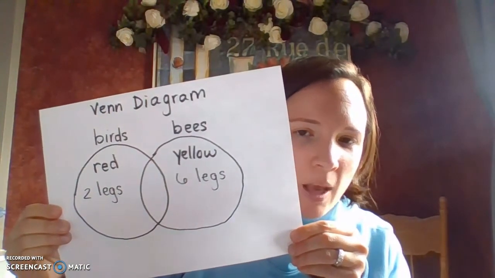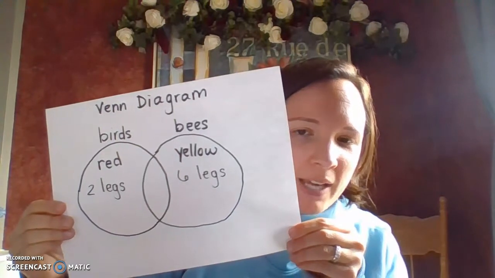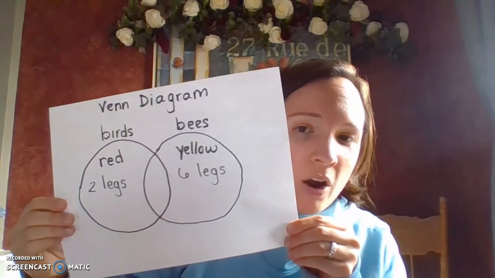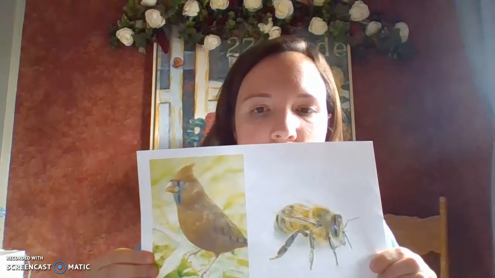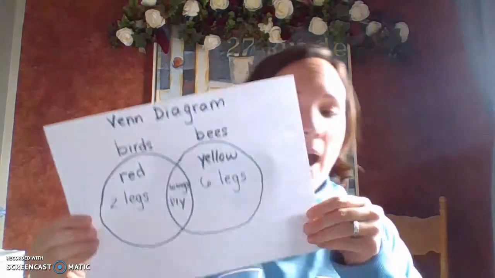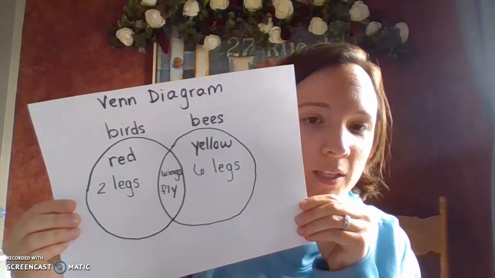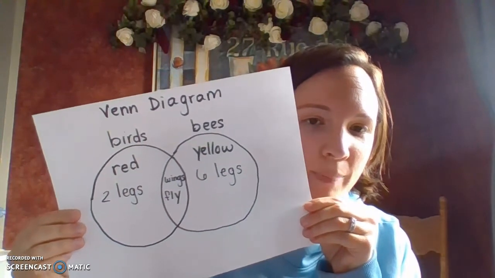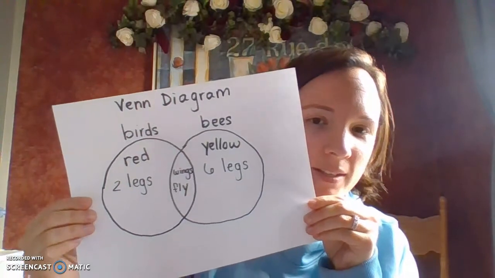Now let's try to think of something that the birds and the bees have in common. What is something that is the same? Ooh, I'm noticing that the bee has wings and the bird has wings. So that means that they both fly. So I'm going to add that to my Venn diagram. So I added that birds and bees both fly and that birds and bees have wings.